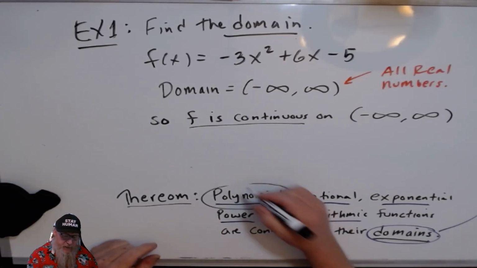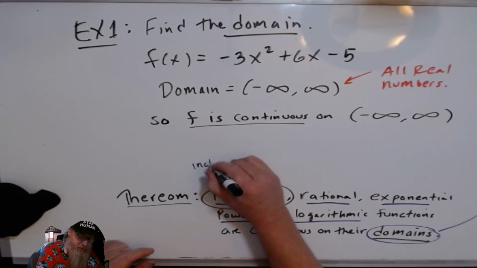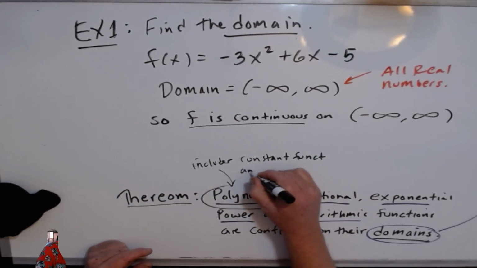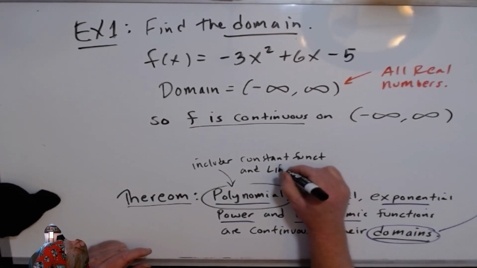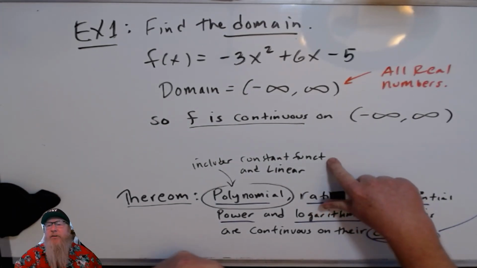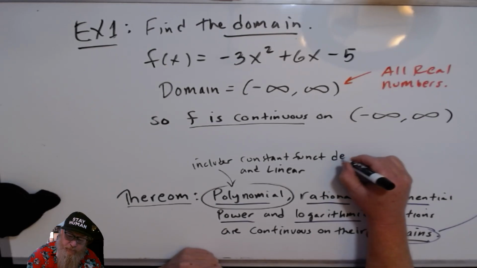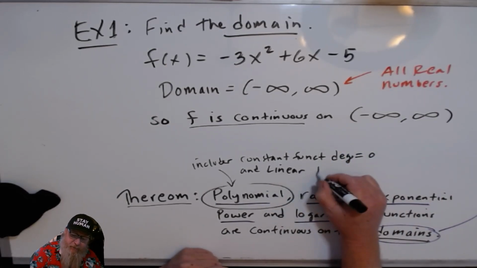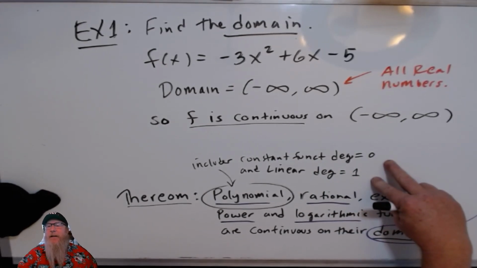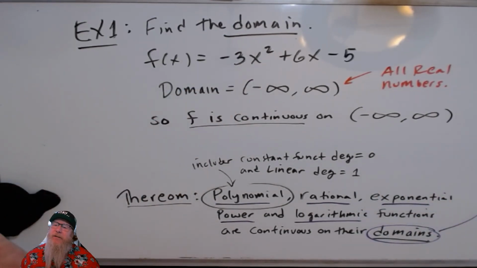Polynomials are the easiest ones. I should also mention this includes constant functions and linear functions. Both of these are special cases of polynomials. A constant function is a polynomial of degree 0. A linear function is a polynomial of degree 1. We've seen examples of both of those in the last video. This is a polynomial of degree 2. So polynomials of any degree are continuous on the entire number line, all real numbers. There are no discontinuities.